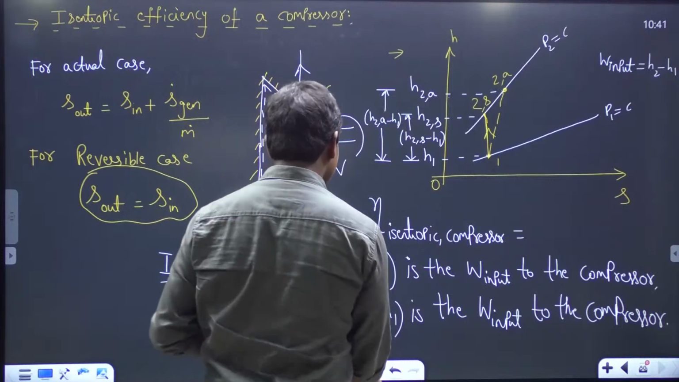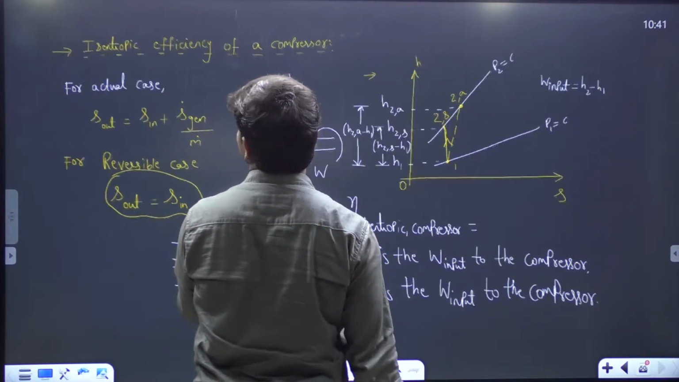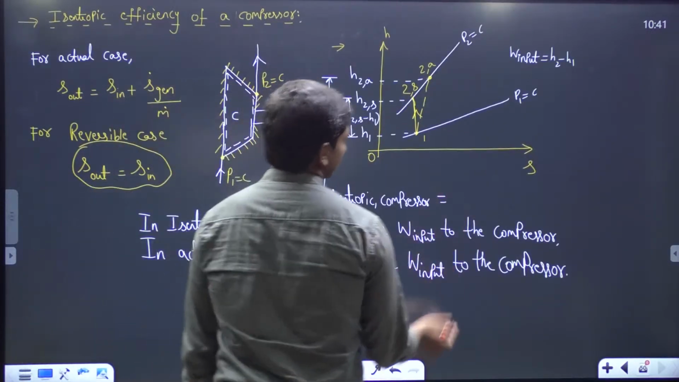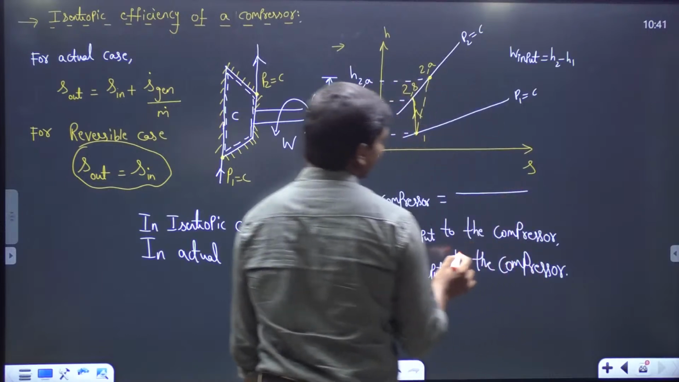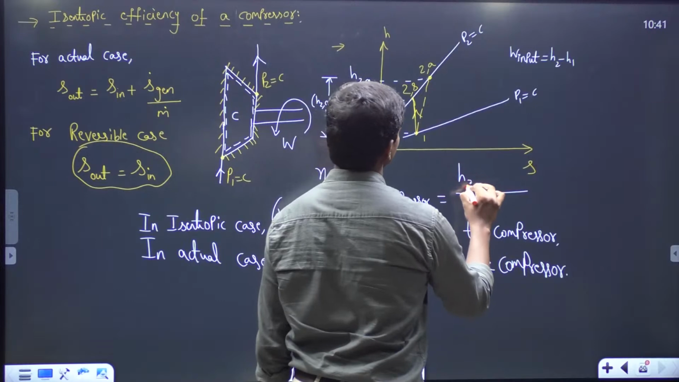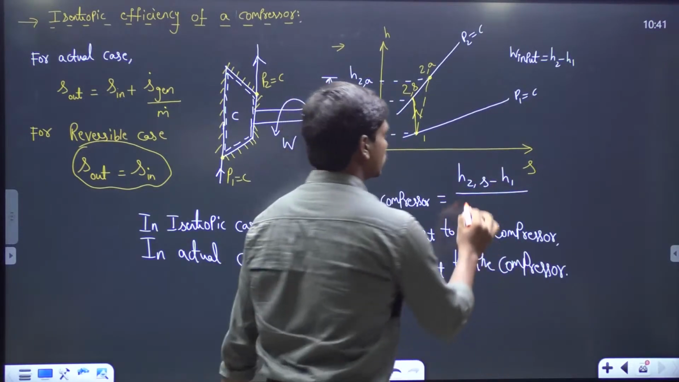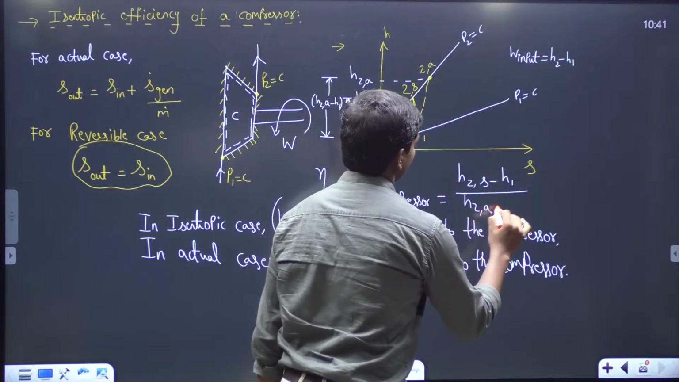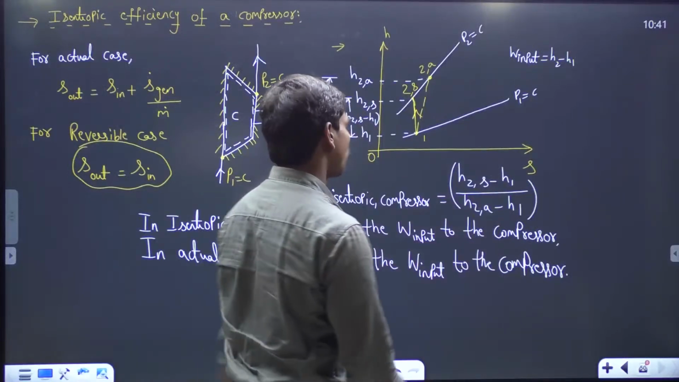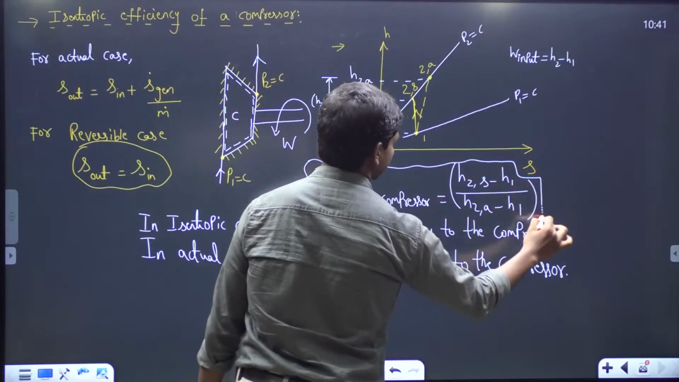So if you want to define the term isentropic efficiency for the compressor, see here carefully, it is equal to the minimum amount of work that is required for you, which is H2 isentropic minus H1, but the actual work it's consuming is H2A minus H1, and this ratio is always less than 1, and this is isentropic efficiency of the compressor.